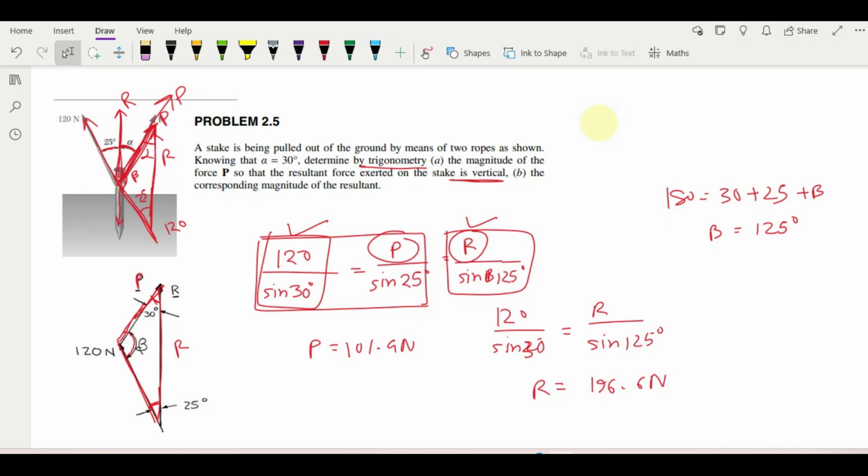which is acting vertical. The value of the resultant force R is 196.6 Newton. This will be the answer.